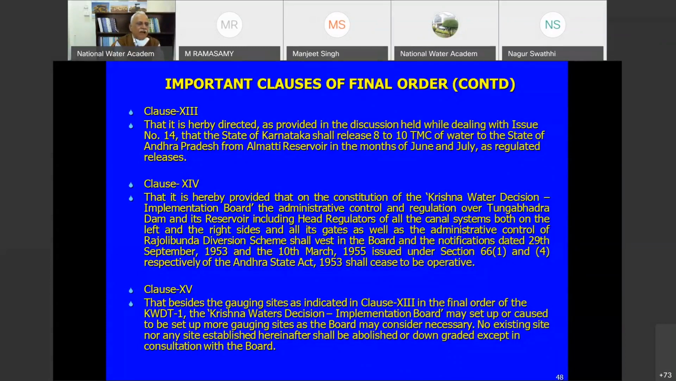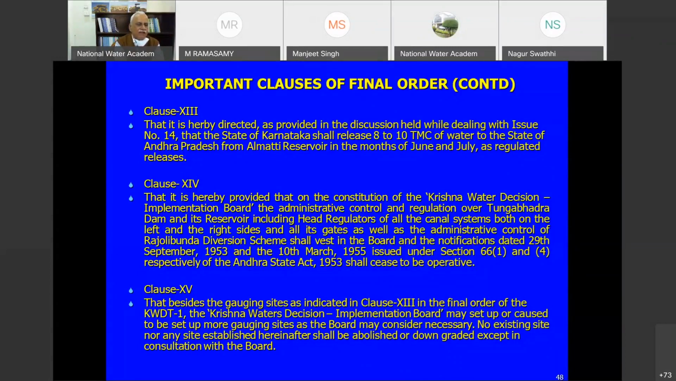Clause 13. That it is hereby directed as provided in the discussion held while dealing with the issue number 14, that the state of Karnataka shall release 8 to 10 TMC of water to the state of Andhra Pradesh from Almatti reservoir in the months of June and July as regulated releases. Clause 14.